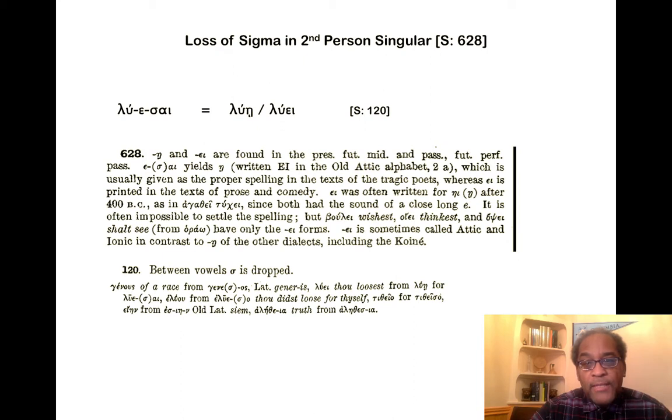The last bit says that epsilon iota is sometimes called Attic and Ionic, in contrast to eta with the iota subscript of the other dialects, including Koine. So in the New Testament, you would see the eta with the iota subscript. Okay.